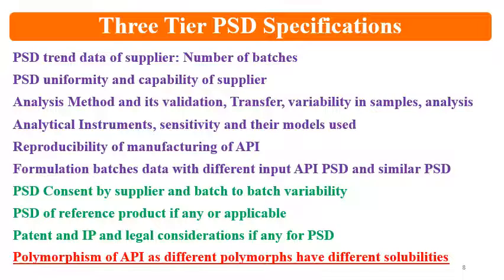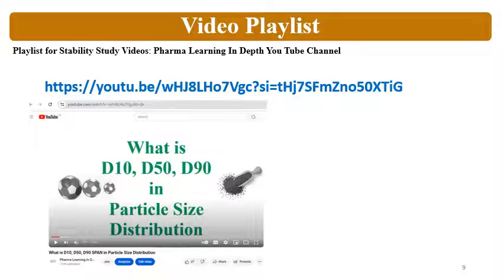Also understand the polymorphism of the API, the polymorphs and their solubility. If your polymorph is different, then the solubility and particle size will be different for each type of polymorph, because polymorphs of an API have different solubilities, different permeabilities, and different bioavailabilities. Different polymorphs have different solubilities. So always have an understanding about the polymorphism also.